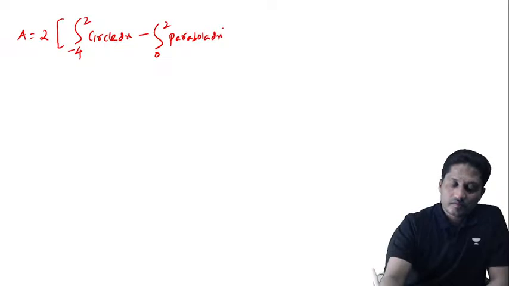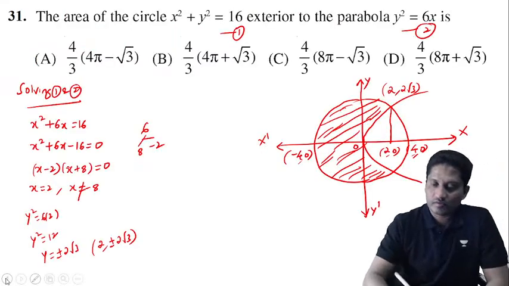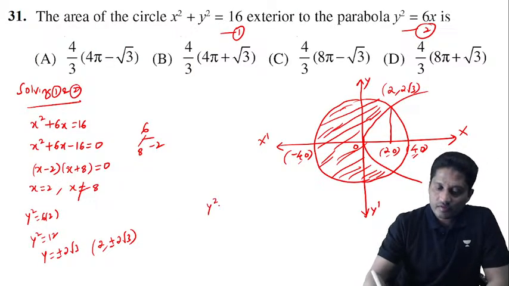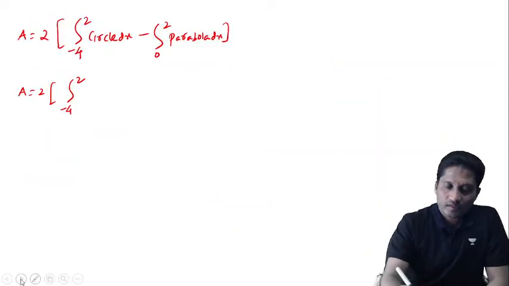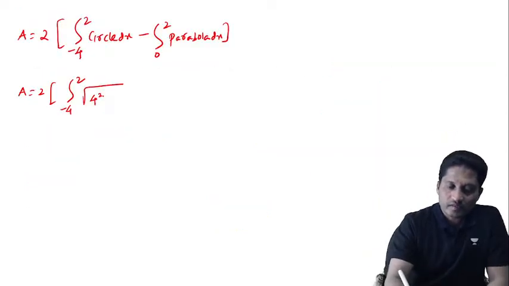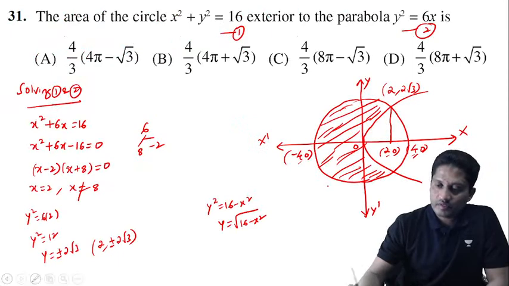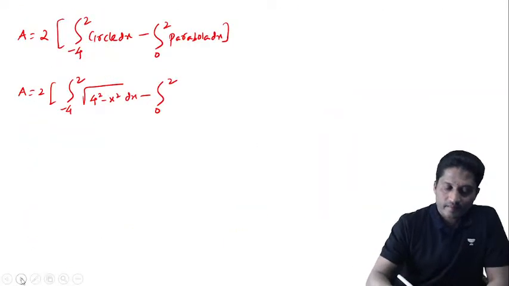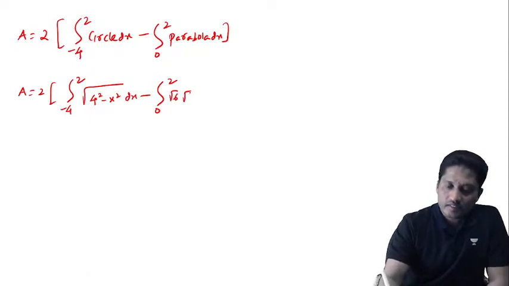So area is equal to 2 times integral from minus 4 to 2, and then the circle will be y square is equal to 16 minus x square, y equal to root of 16 minus x square, is equal to root of 4 square minus x square dx, minus integration 0 to 2. The parabola will be y square is equal to 6x, y is equal to root 6 into root x dx.